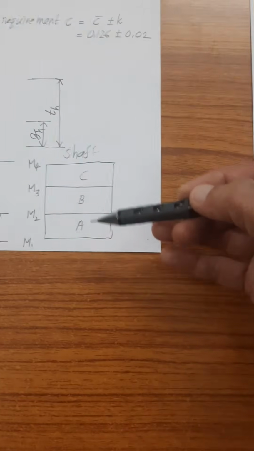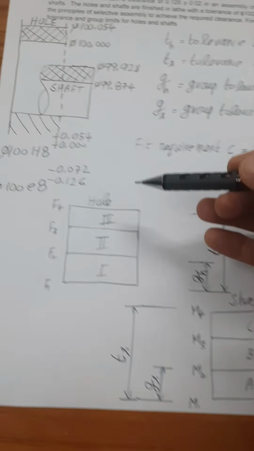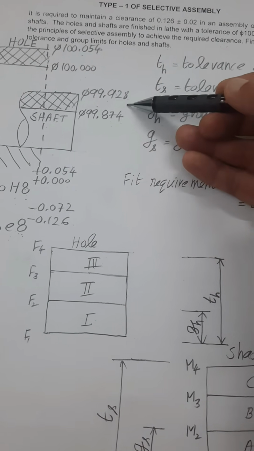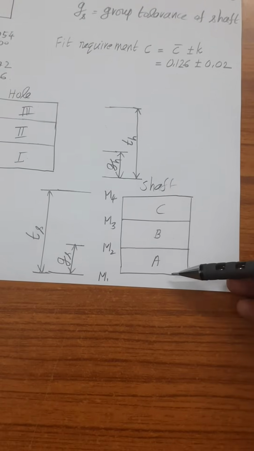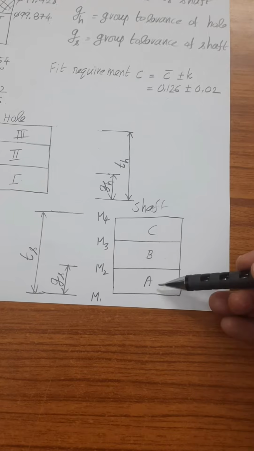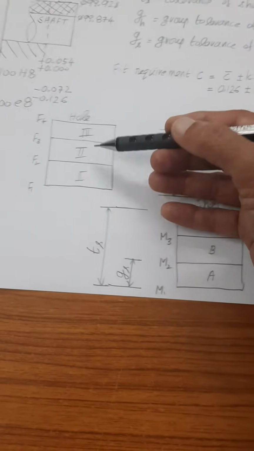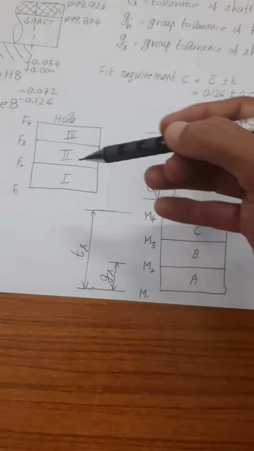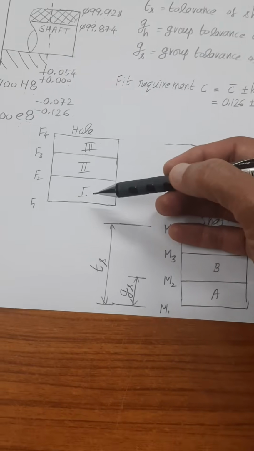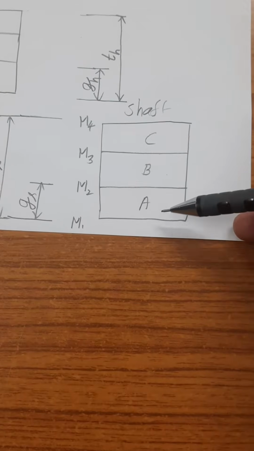Similarly, after manufacturing 1000 shafts between the two limits, 99.874 and 99.928, I am going to group the 1000 shafts into 3. In this example, it is shown as 3 groups A, B, C. After grouping the holes and shafts, I am going to assemble by taking any one hole from the first group and assembling it with any one shaft from group A.